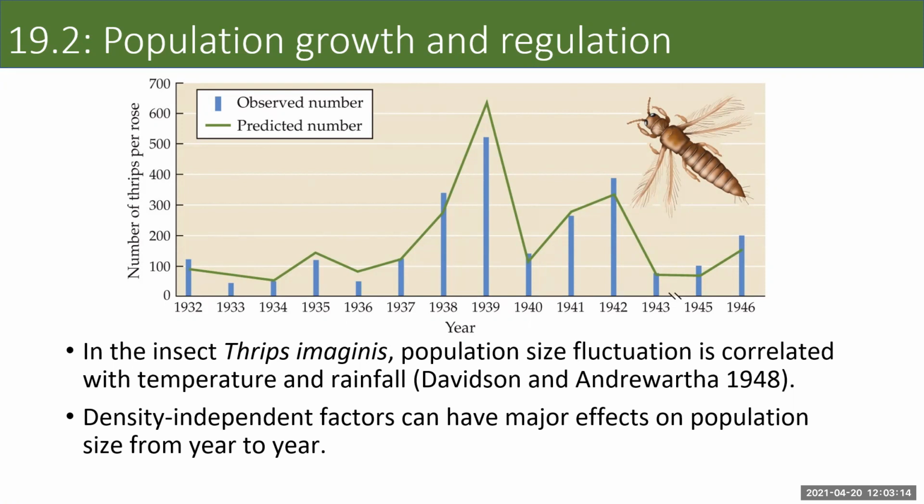And so there was this insect that was studied in the 40s, and they found that their populations fluctuated with temperature and rainfall. You can see that there's a lot of variation from year to year, and it has to do with wetter years, cooler years, hotter years, drier years, right? I think the higher populations are when it's wet and more rain, and lower years are when it's dry. And so it's really not based off of the density of the population at all.